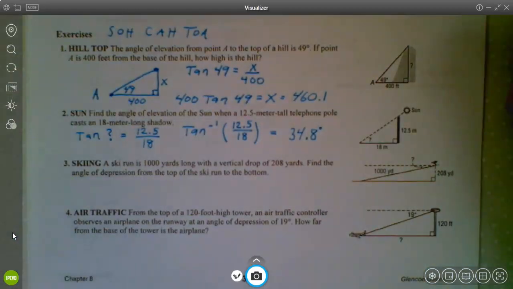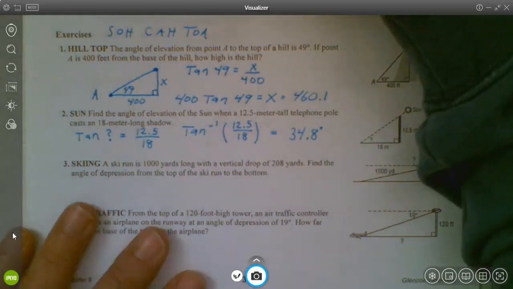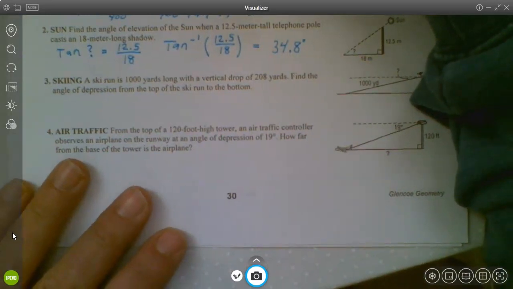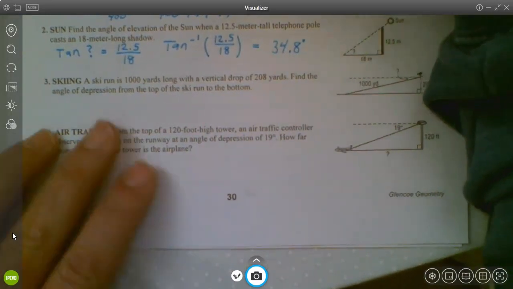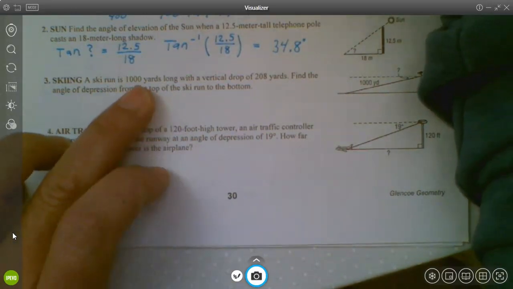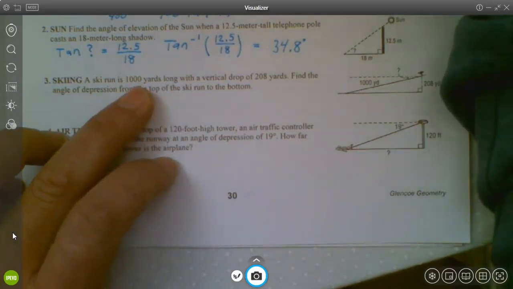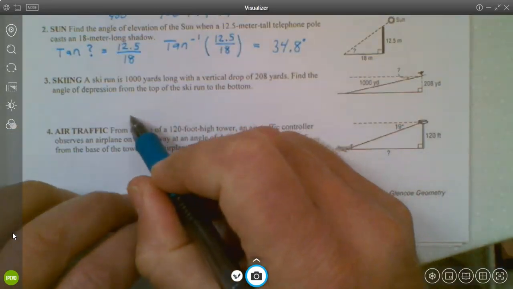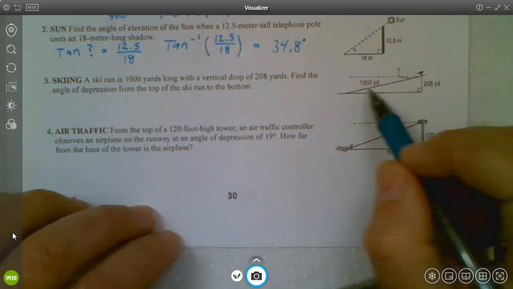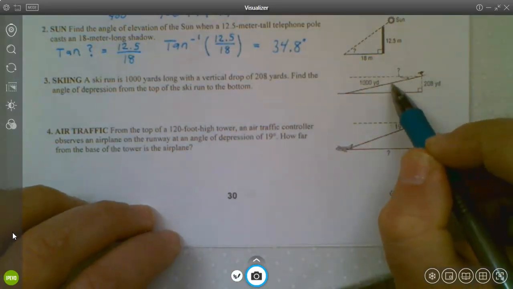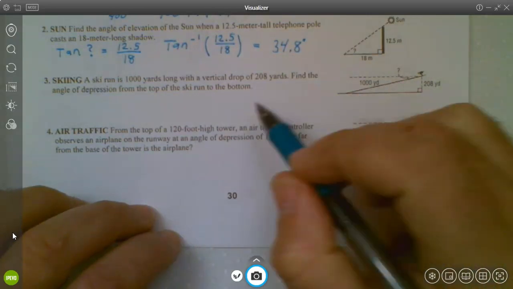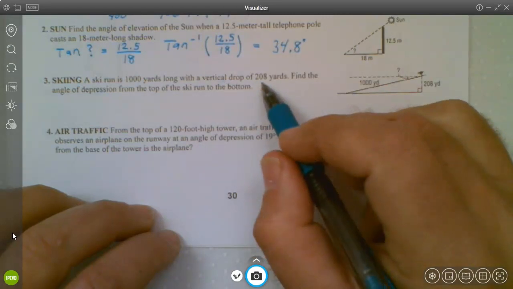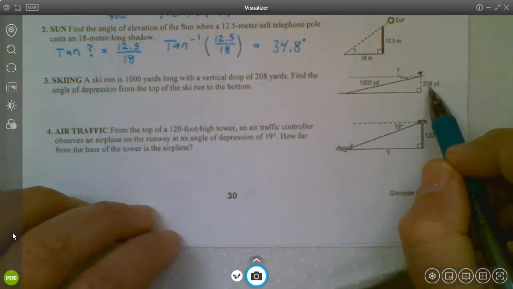All right, two more. And again, guys, I always want you to do this from the lens of, what if they didn't give me the drawing? How would I draw it? When I see that a ski run is 1,000 yards long, think of a ski run. A ski run is a slope, right? It goes down at an angle. I would be skiing down the hill like this for 1,000 yards, so that's why they made this slope 1,000 yards. The vertical drop, and vertical means straight up and down, is 208. So that's why the 208 went right there.